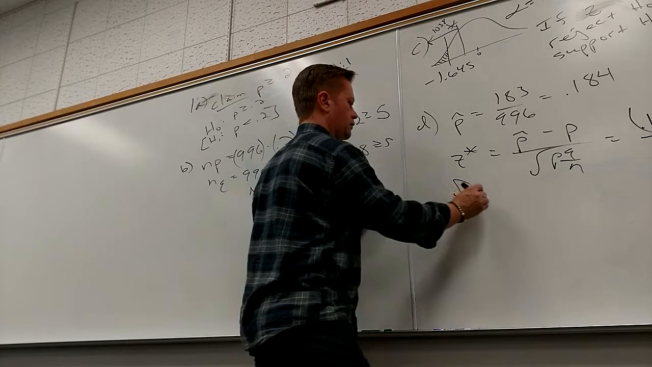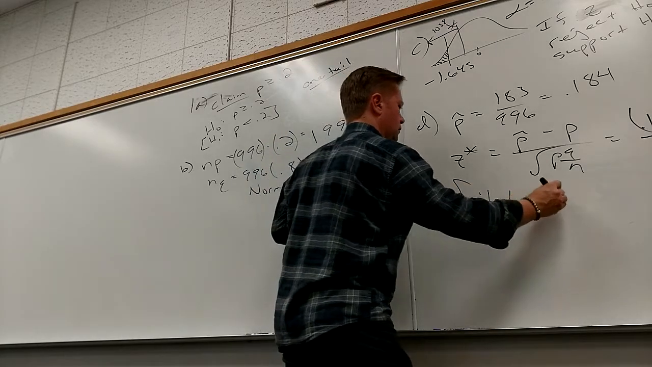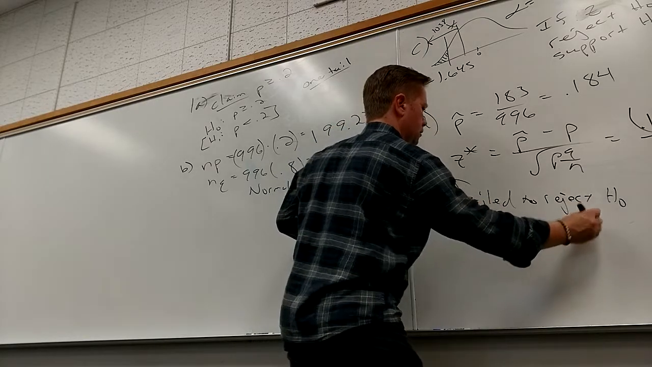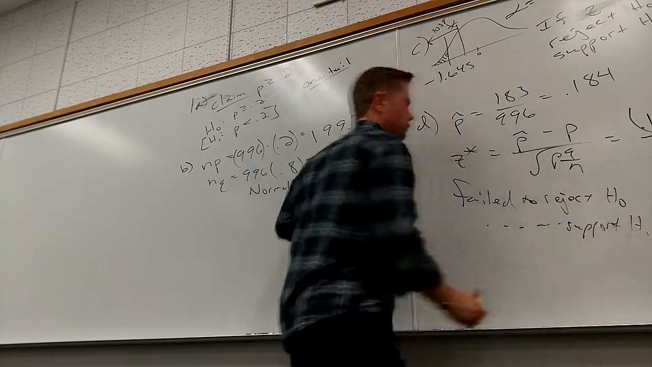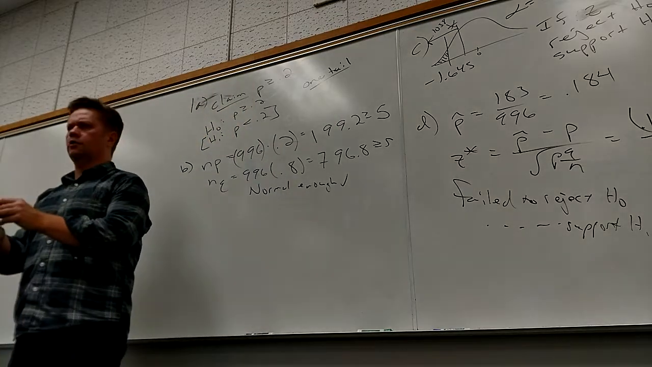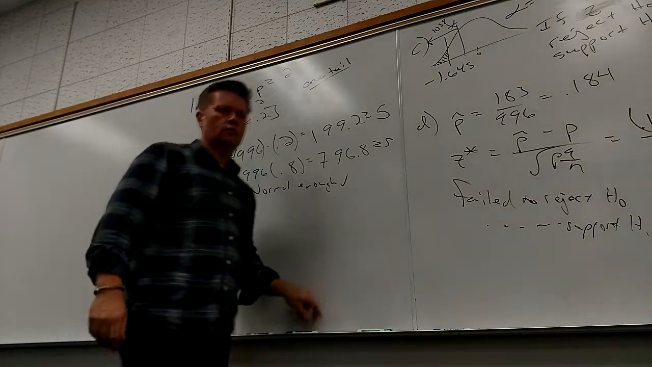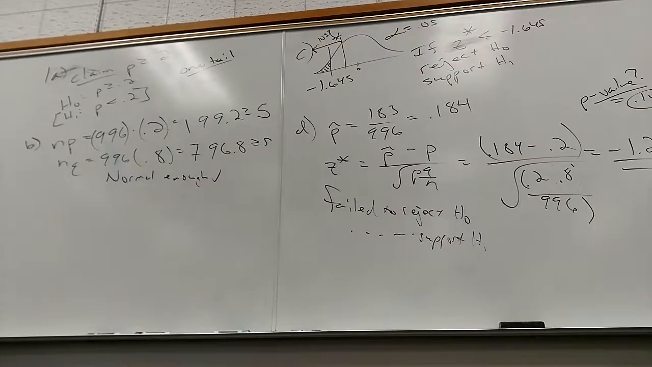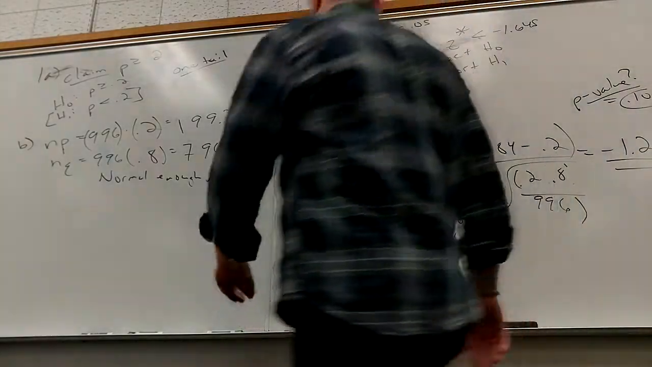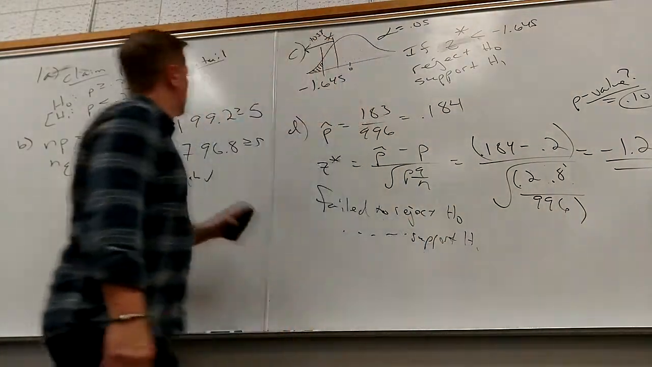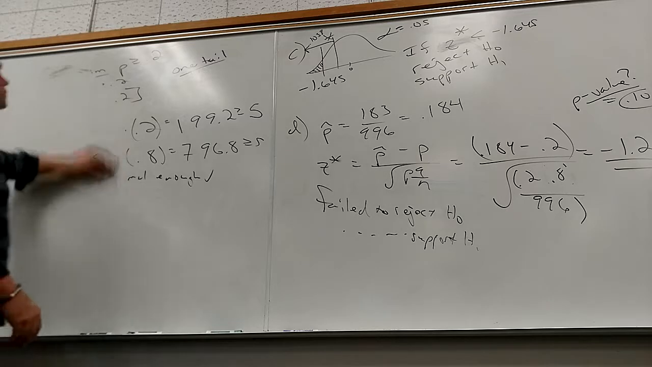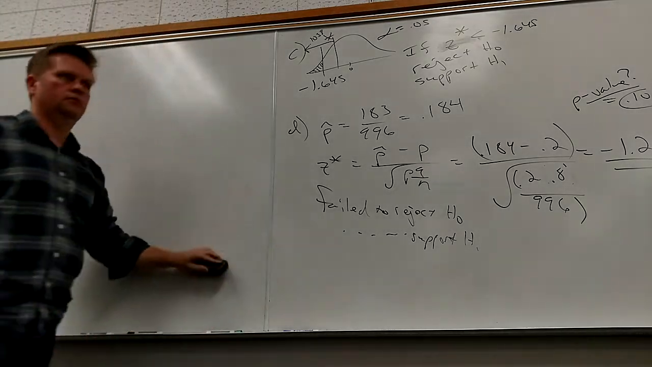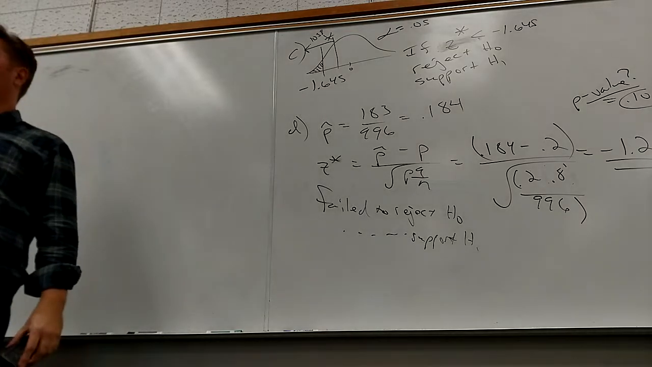So we have failed to reject the H0, failed to support the Ha. Which language am I going to use for the conclusion? What language am I going to use for the conclusion? We have not, have sufficient evidence to reject.